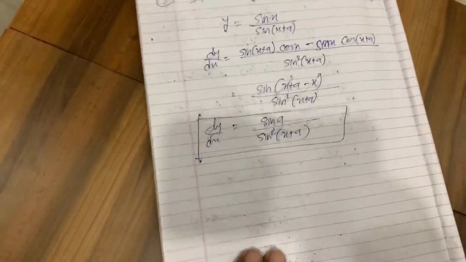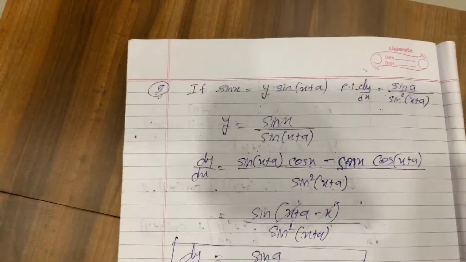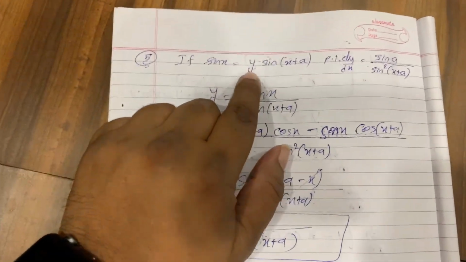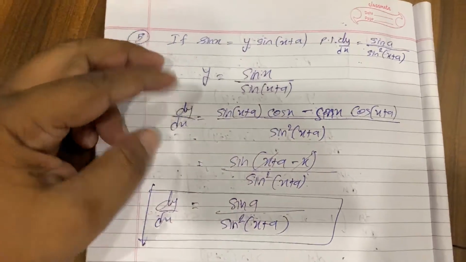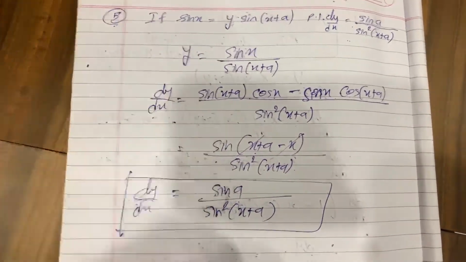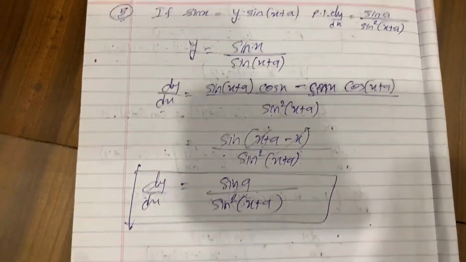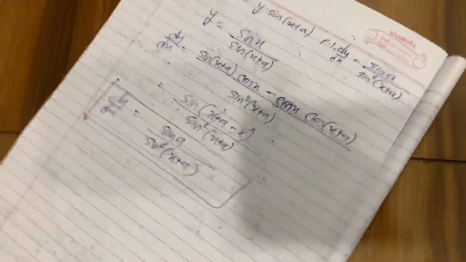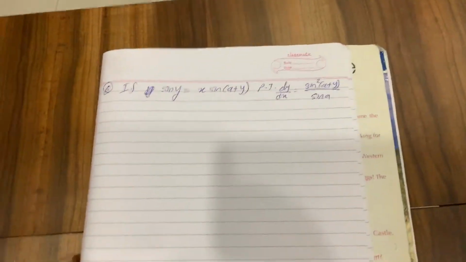Okay. So this was very simple. This was a very basic sum because it is possible to make y as a subject. So there is no need to go through that hassle. You just make y as a subject, find dy by dx and get the answer. Fair enough. We are going ahead.